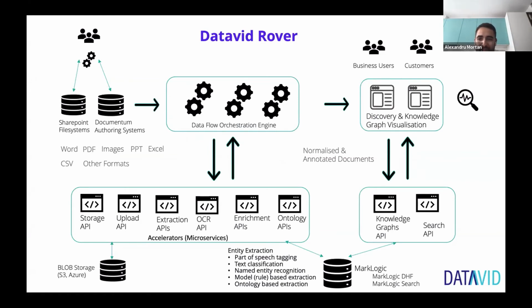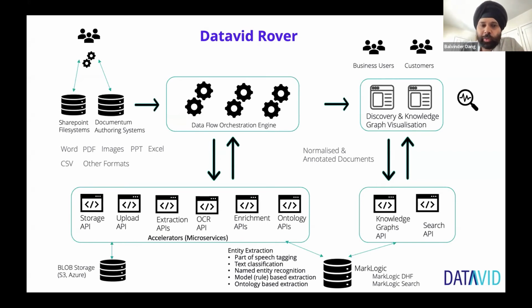Malvinder, do you want to go to this diagram of all the modules of the Datavid Rover and how they work together? Yeah, sure, Alex. Thank you. So this gives you a high-level snapshot of what Datavid Rover is. You might have existing systems where you have your documents, like in SharePoint, file system, Documentum, authoring systems, and they might be in very different formats like Word, PDF, images that need OCR, Excel, tabular or non-tabular format.